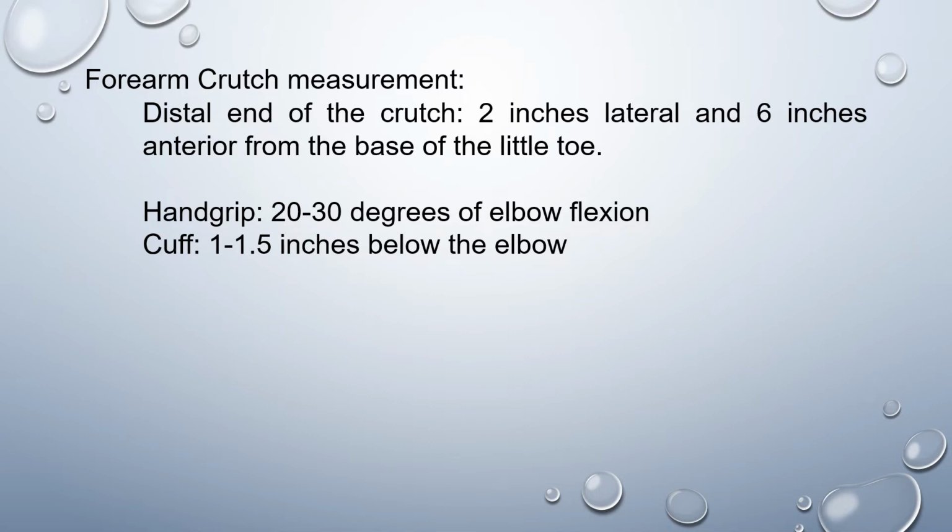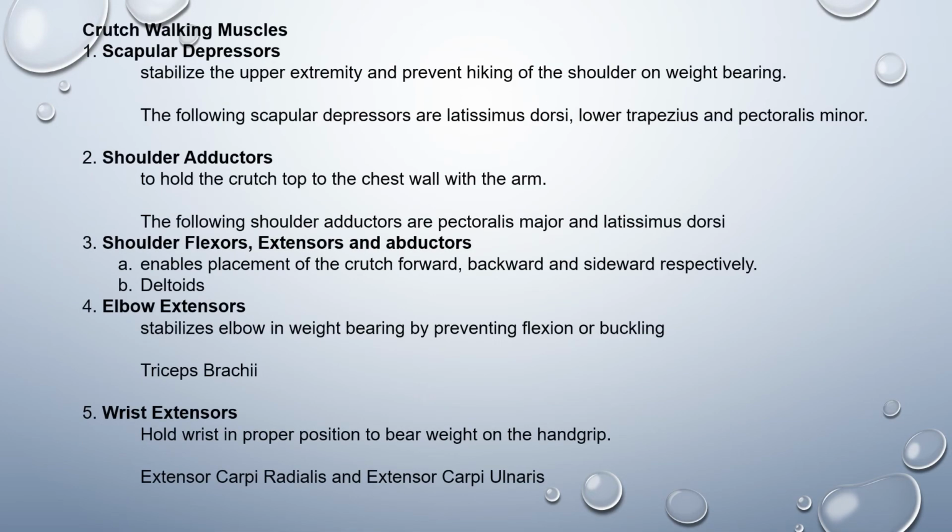And then we have also your crutch walking muscles. So we have scapular depressors, which stabilize the upper extremities and prevent hiking of the shoulders on weight bearing. The scapular depressors are latissimus dorsi, lower trapezius and pectoralis minor. So these are the muscles involved in your crutch walking. And shoulder abductors hold the crutch top to the chest wall with the arm. The shoulder abductors are pectoralis major and latissimus dorsi.